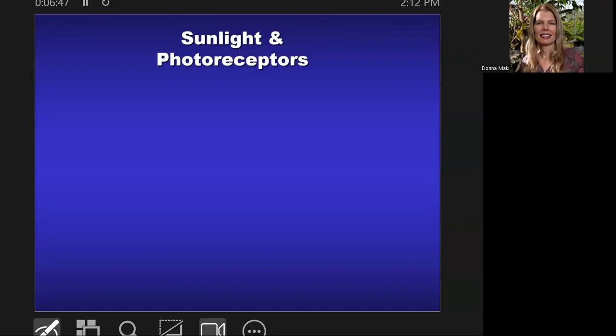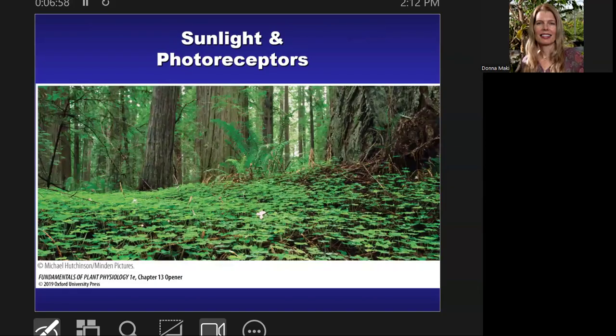So with sunlight, we need to think about more of this idea of photoreceptors. We've mentioned this a little bit already when we looked at plant neurobiology and communication and behavior. So I'd like to focus on the photoreceptors that aren't really involved in photosynthesis per se and think about how else they are using sunlight.